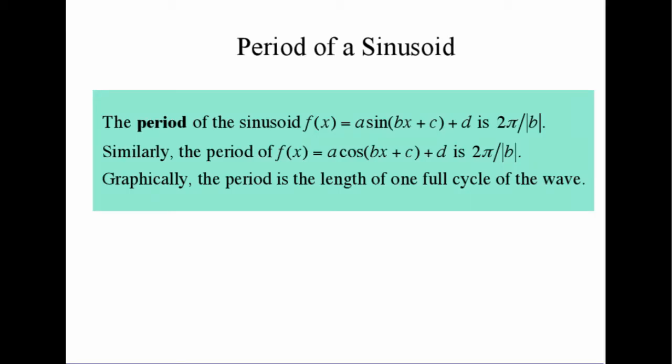We talk about the period of a sinusoid function. So the period of a sinusoid is 2 pi over the absolute value of b. So b is going to be the coefficient on x inside the parentheses here. And it doesn't matter if we're talking about the sine function or the cosine function. This is how we calculate the period of one of these sinusoids. So we have a little formula here, 2 pi over the absolute value of b.